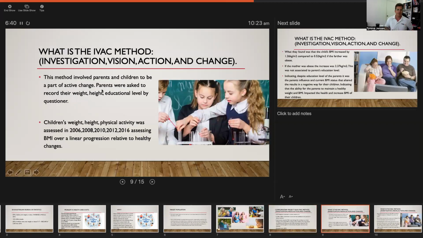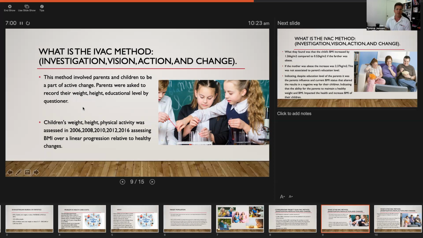Now, what is the IVAC method? Investigation, Vision, Action, and Change. This is a multifaceted integration between parents, children, and schools to promote knowledge, health, and understanding so application can be applied. This method involved parents and children being a part of an active change.